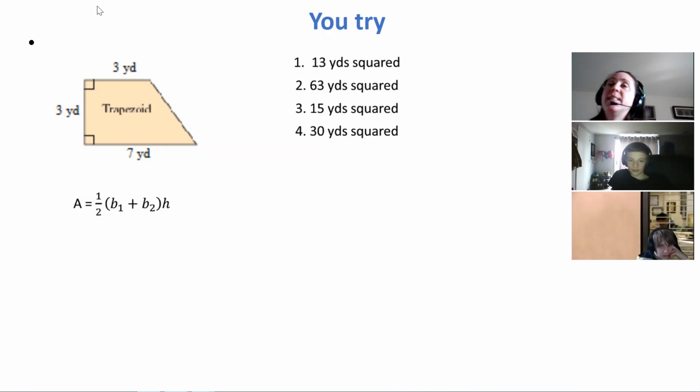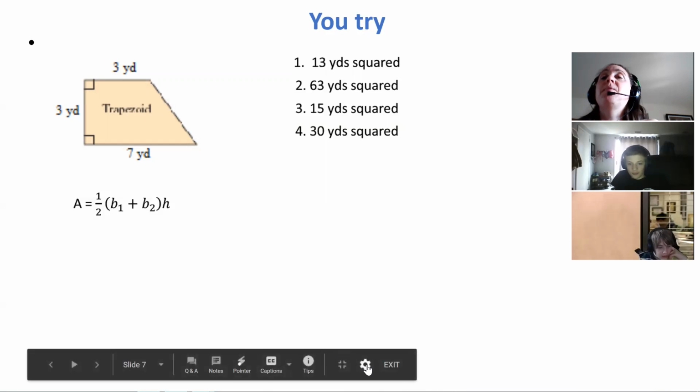Oh, snap. He's got the area label on there. Go Isaiah. What do you guys think? Do you agree with Isaiah? Here you can bring up. I don't know. I'm just confused.